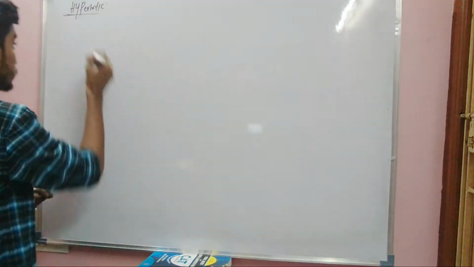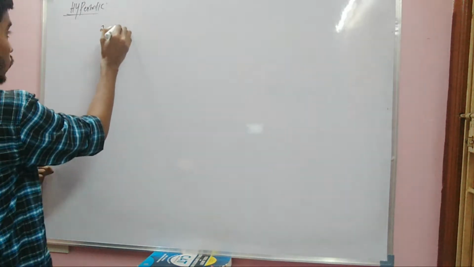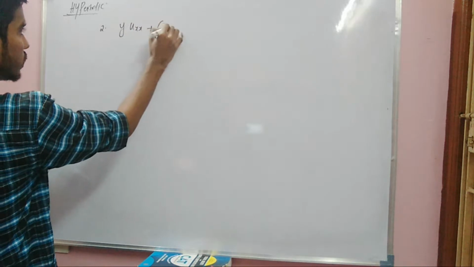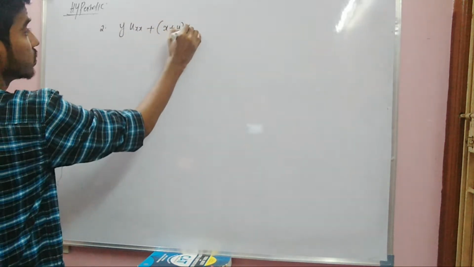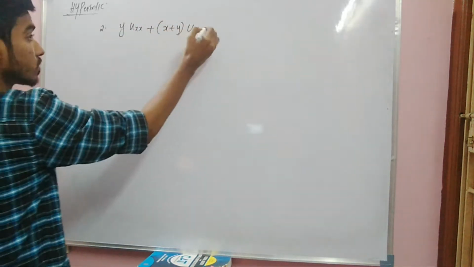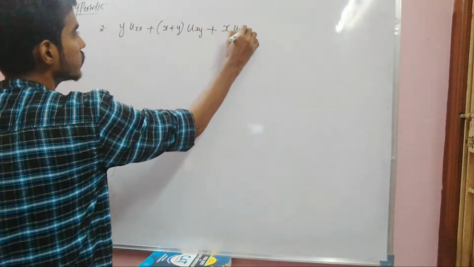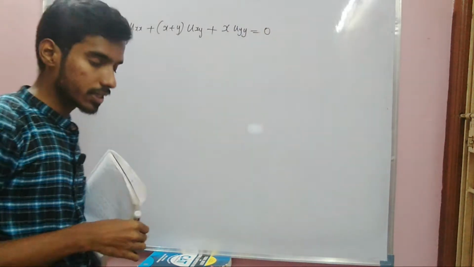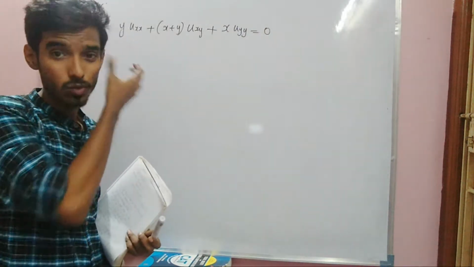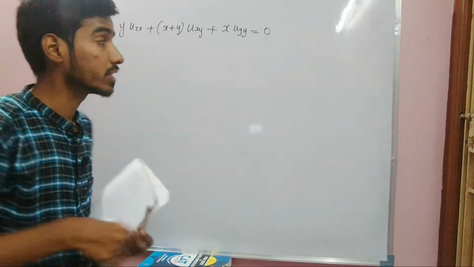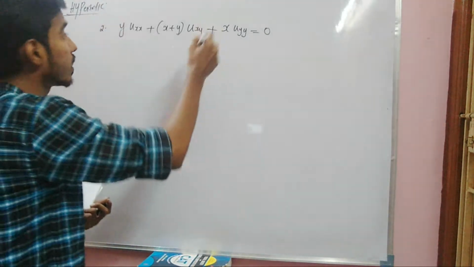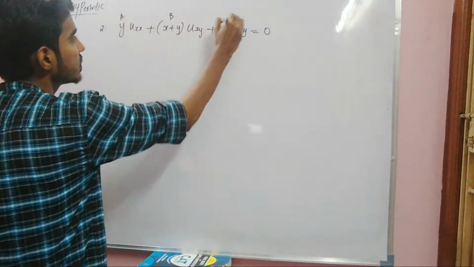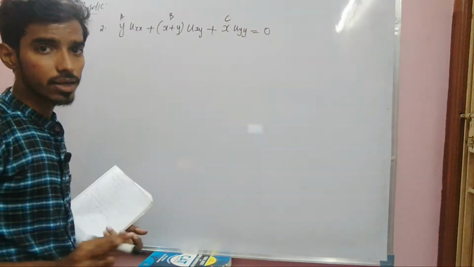So second problem is y into uxx plus x plus y into uxy plus x into uyy equal to 0. First you have to classify whether it is parabolic, elliptic or hyperbolic. Since I am doing only hyperbolic now, it will be hyperbolic, right? So again here this is our a and this is our b and this is our c, and again here d, e, f are 0.